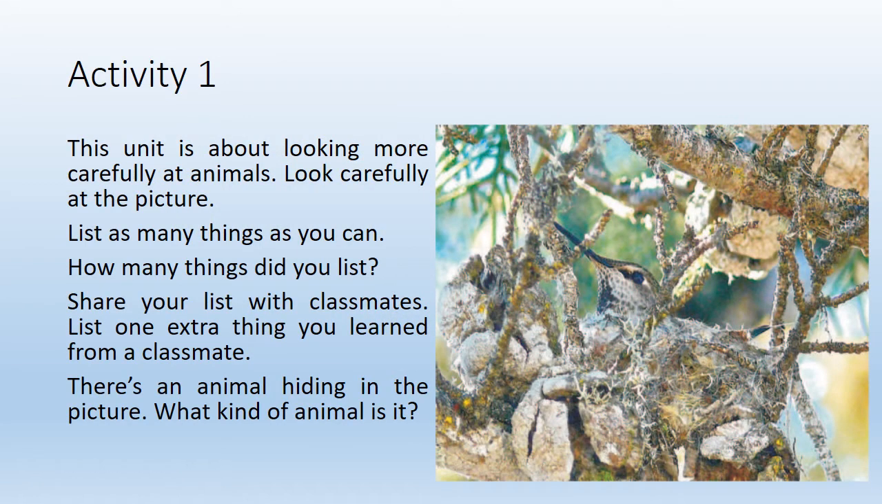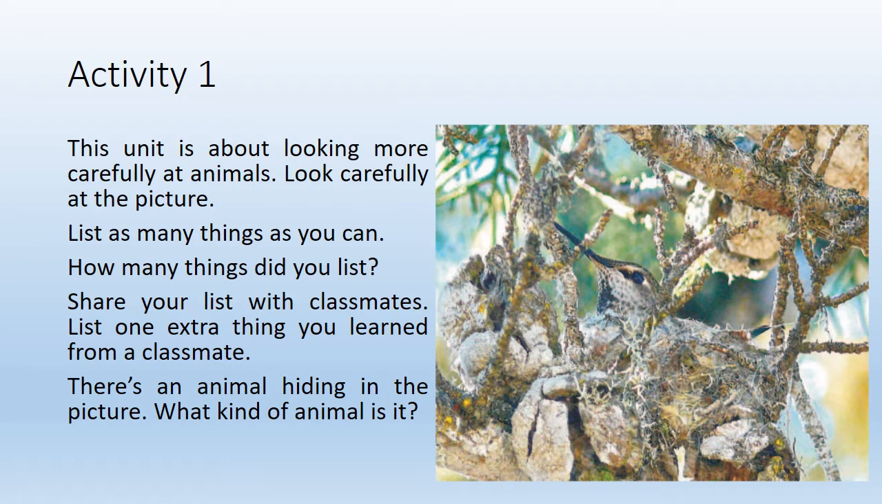Activity 1. This unit is about looking more carefully at animals. Look carefully at the picture. List as many things as you can. How many things did you list? Share your list with classmates. List one extra thing you learned from a classmate. There's an animal hiding in the picture. What kind of animal is it?